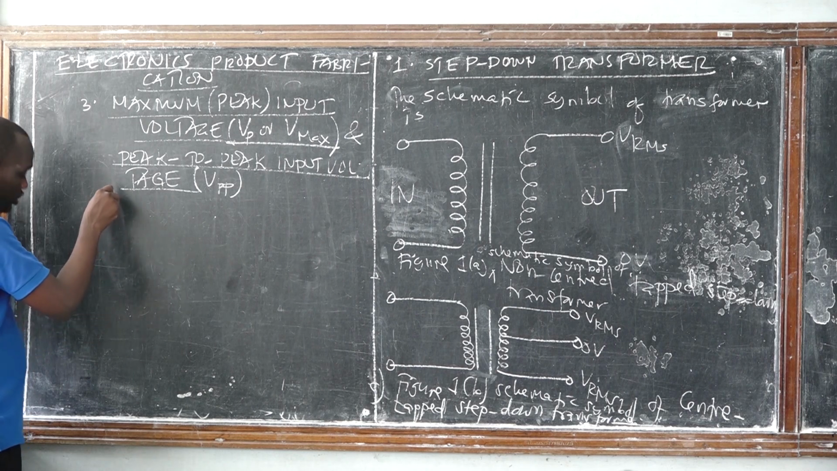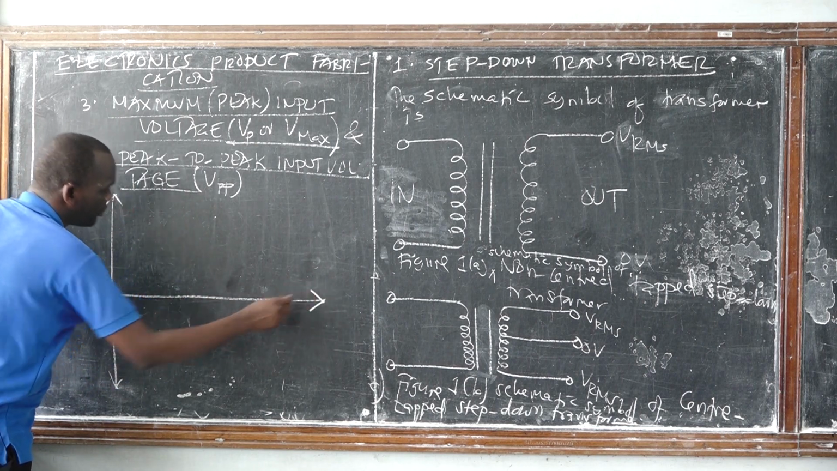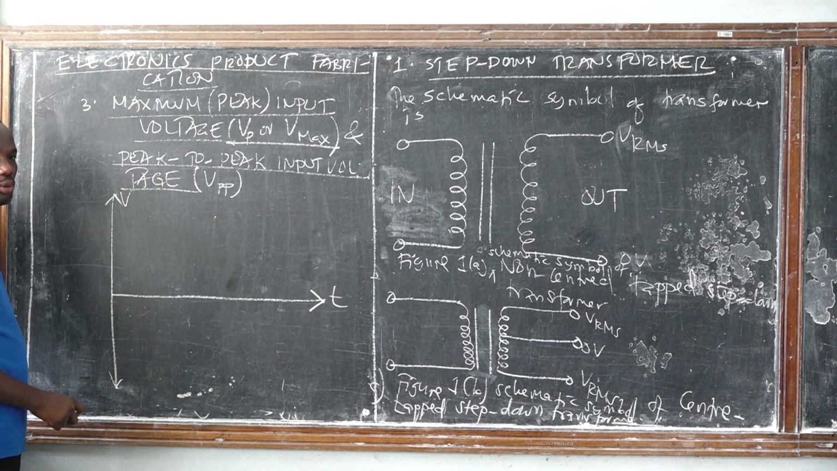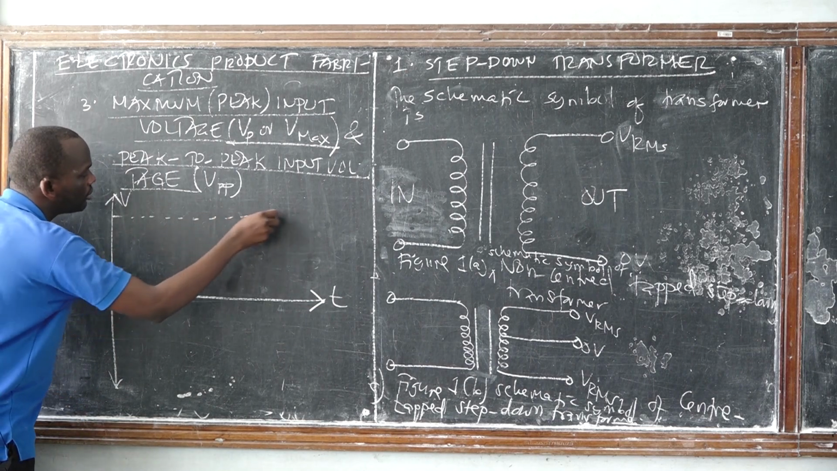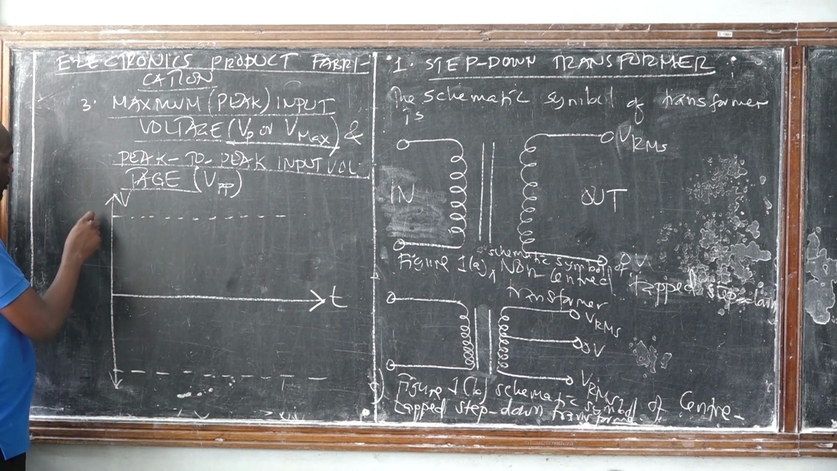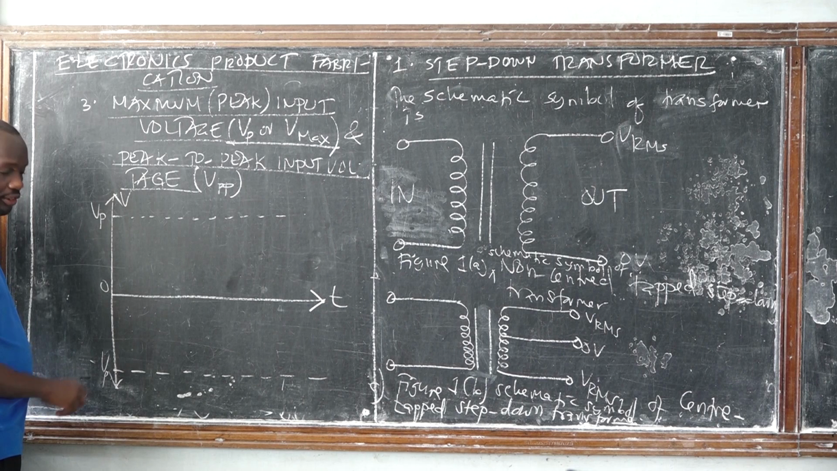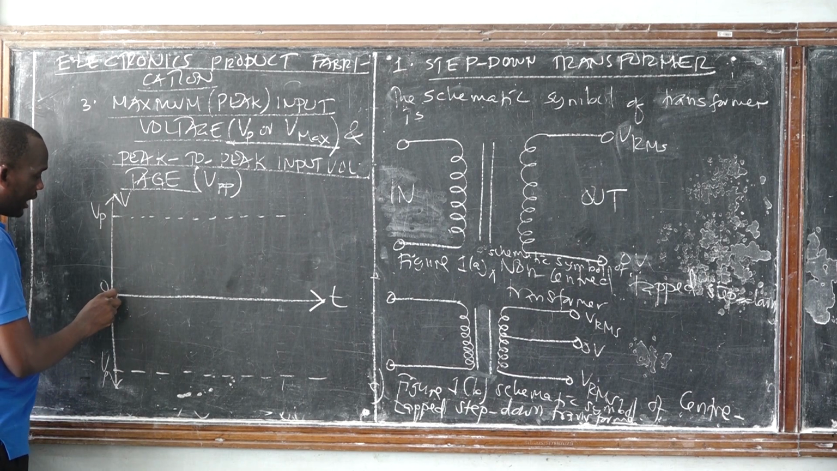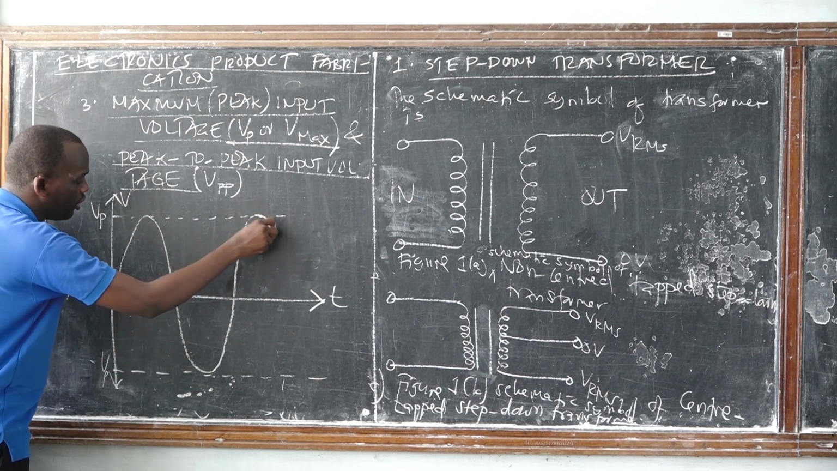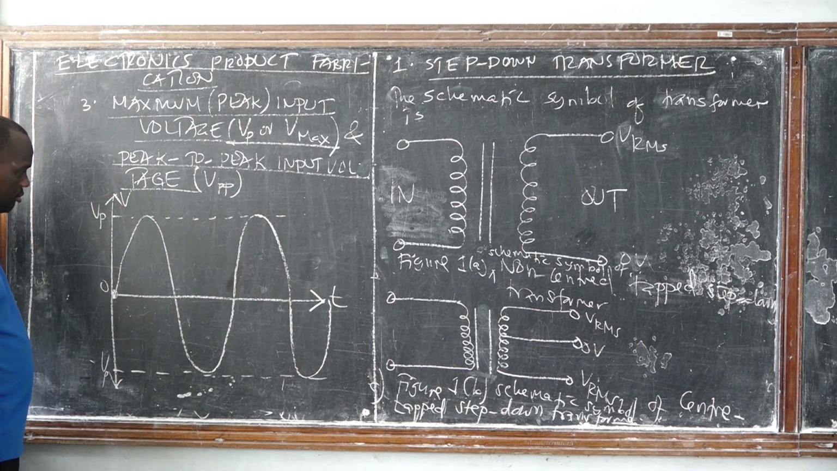So how? Simply we draw the graph of an alternating input voltage. This is voltage and this is time. Stop writing, stop drawing. Look. Here we have V max or V peak positive, V peak negative. This is 0. Then we are going to have a sinusoidal. We might have a sinusoidal, a triangular, or a sawtooth.